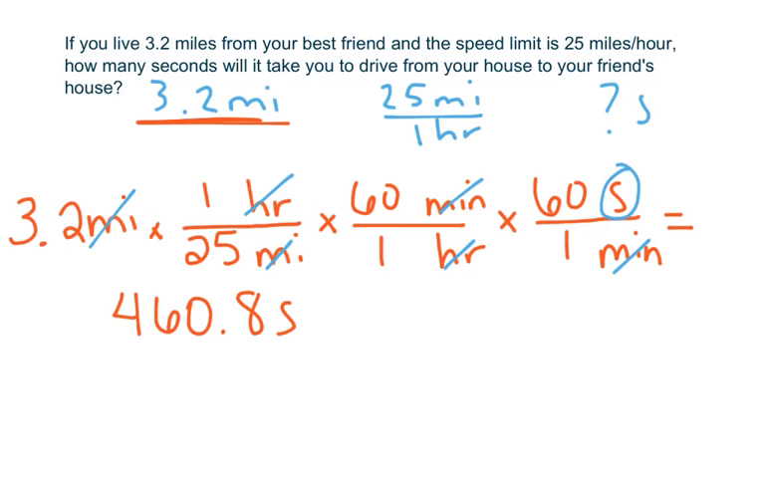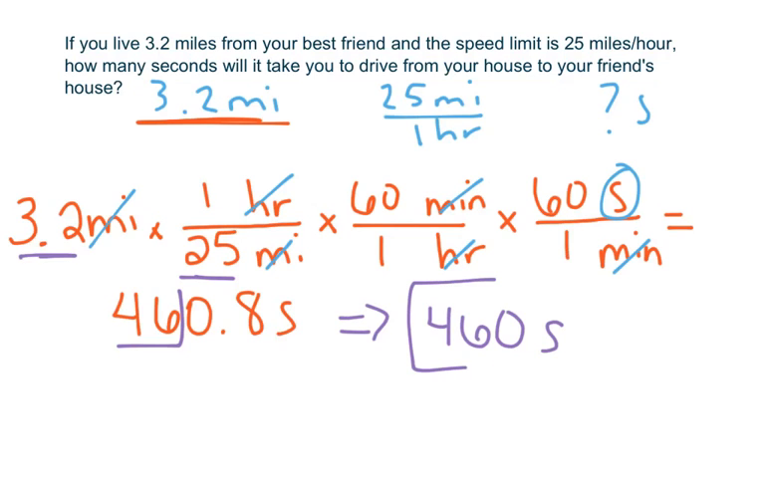But we need to account for sig figs. Our lowest number of sig figs is 2 because both 3.2 miles and 25 miles per hour, that's 2 sig figs. The 60 minutes in 1 hour and the 60 seconds in 1 minute, those are direct conversions, so we don't care about their sig figs. So we want to round 460.8 to 2 sig figs. Well, the 0 isn't going to round the 6 up, so it's just going to stay as 460 seconds without a decimal point. Let's do one more.